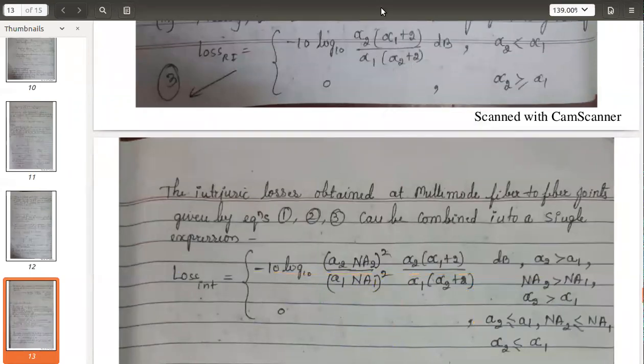What are the conditions? Alpha 2 is greater than alpha 1, NA2 is greater than NA1, alpha 2 is greater than alpha 1. Sorry, it is not alpha, it is radius, right? The first is diameter mismatch, second one is numerical aperture mismatch, third one is refractive index profile mismatch. So all three equations I have collectively written as one single intrinsic loss.